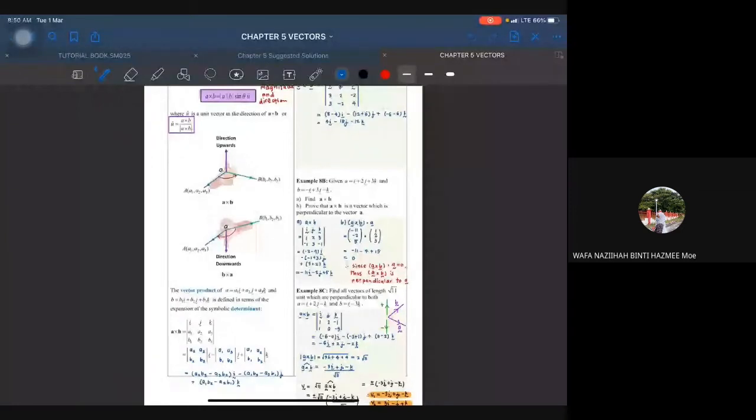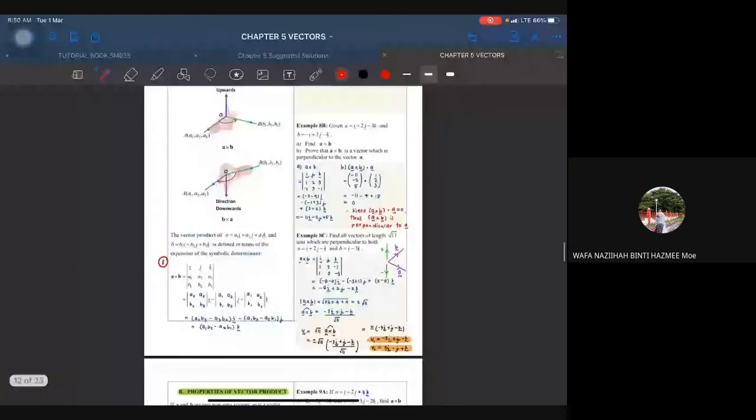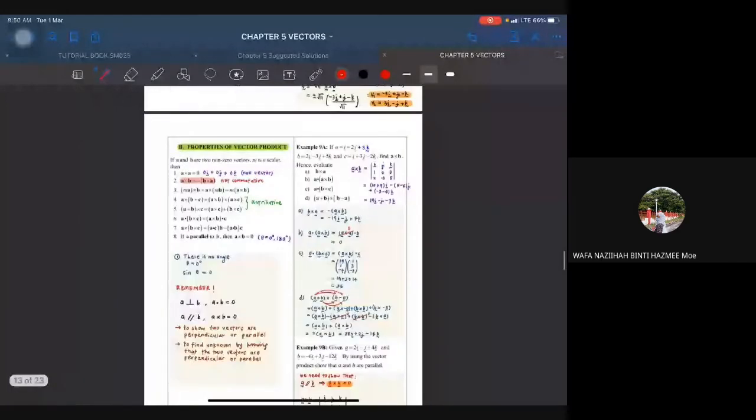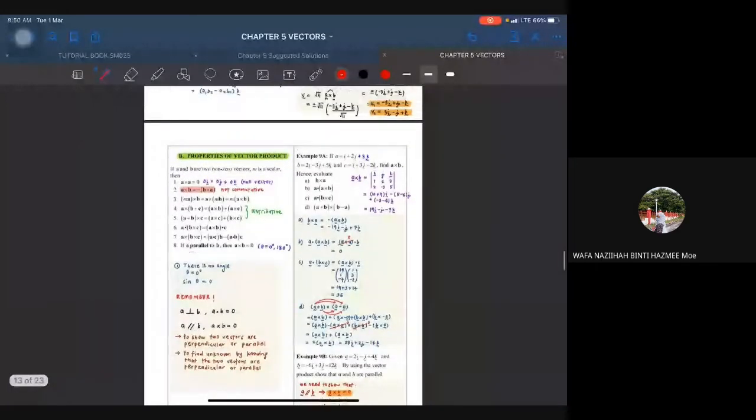That's the first thing. Wait, let me put a number. Okay, so the next thing that you need to know is this property. There are only a few properties that you need to remember. This one. What else? This one, the last one I think. So these are some important properties that we will always use in vector product.